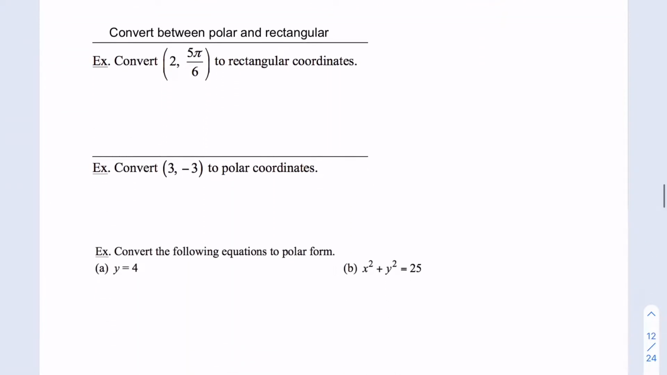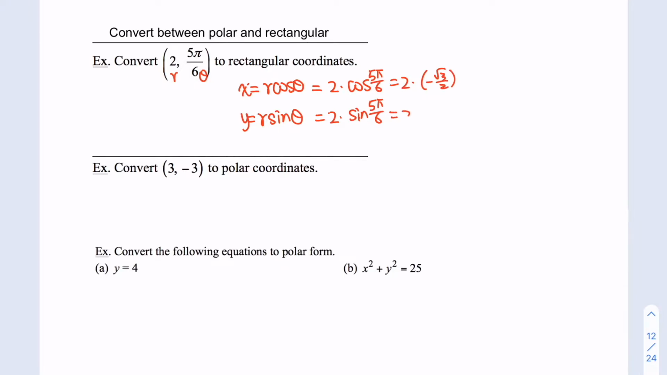For the first one, given r and theta here, how do we convert it into the rectangular system? x equals r cosine theta, y equals r sine theta. We plug r and theta in. 5 pi over 6 is a special angle. The point in the rectangular system is negative radical 3, 1.